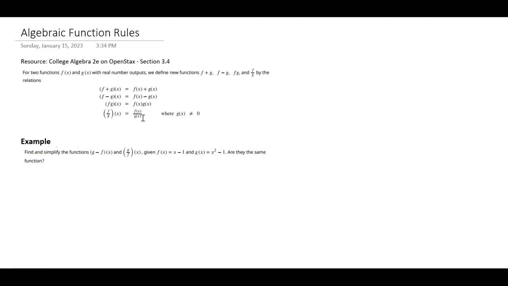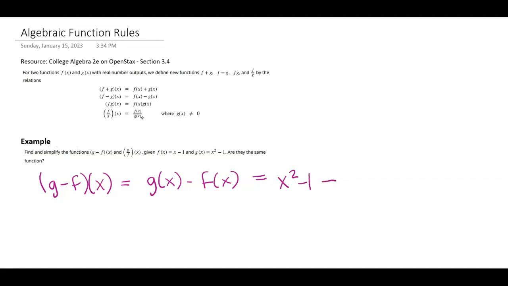So if I see something like this notation with g minus f on the inside of x, then I would suggest rewriting that as the difference of the two functions. And then we can plug in here. So g of x is x squared minus 1, and f of x is x minus 1.